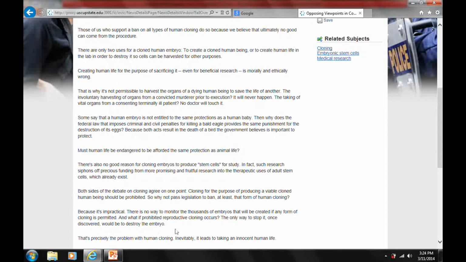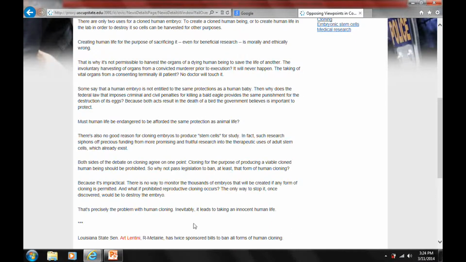So why not pass legislation to ban at least that form of human cloning? Because it's impractical. There's no way to monitor the thousands of embryos that will be created if any form of cloning is permitted. And what if prohibited reproductive cloning occurs? The only way to stop it once discovered would be to destroy the embryo. That's precisely the problem with human cloning. Inevitably, it leads to taking an innocent human life.